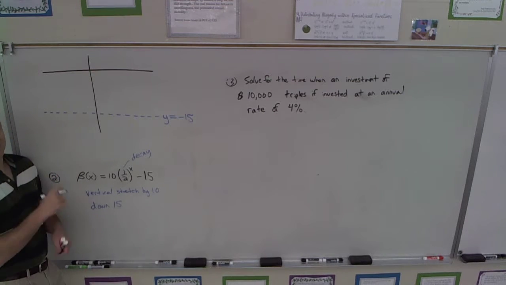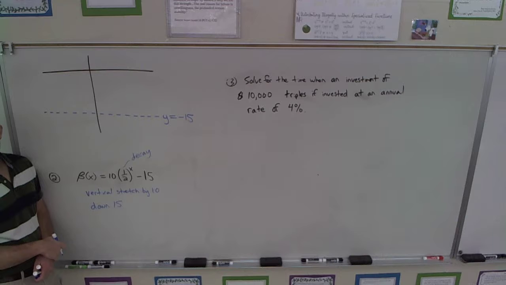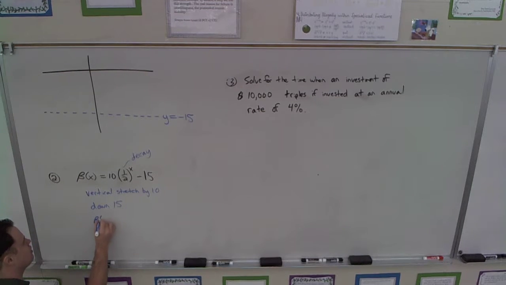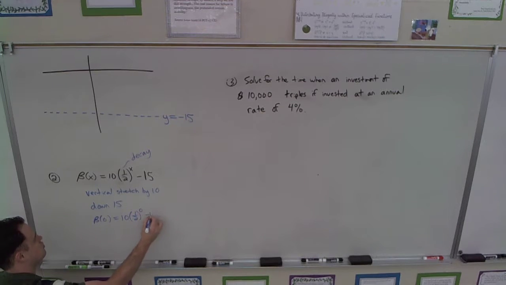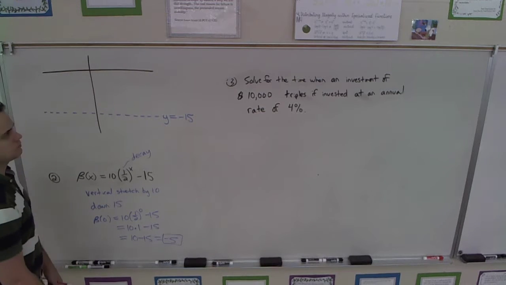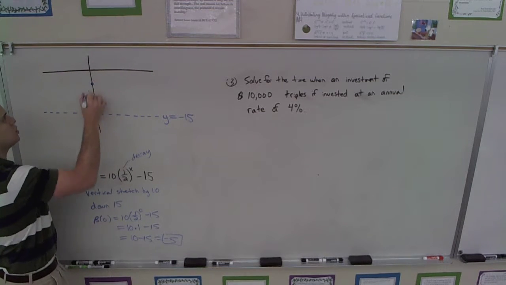Close. I was thinking that was right, but I don't think so. Or is it? How can we check if we're not sure? Just plug it in, right? What is beta of 0? 10, 1/2 to the 0 power. Half to the 0 power is 1, just like anything to the 0 power. You guys were right. There you go. Okay, so if you're not sure, this is how you check.